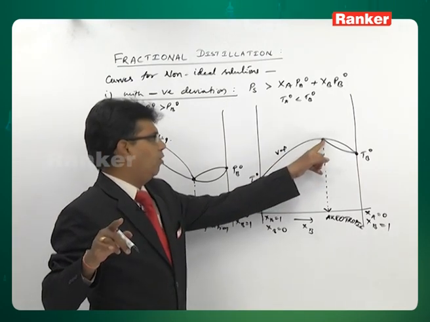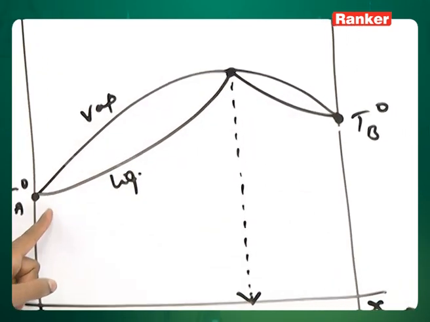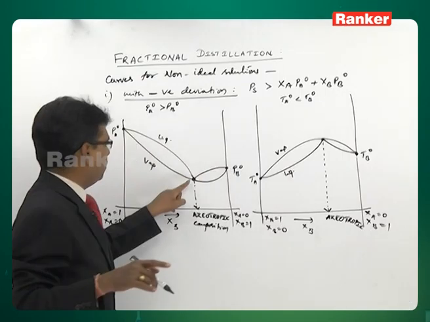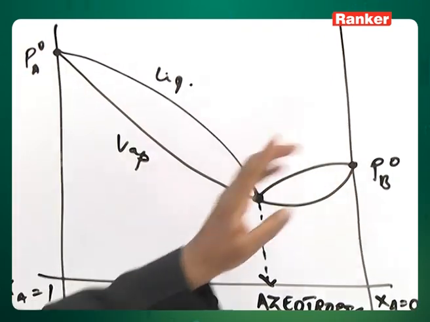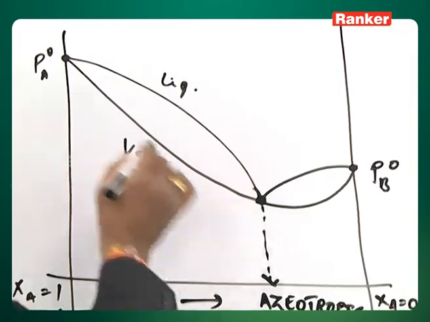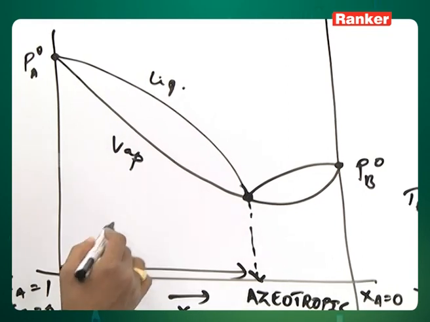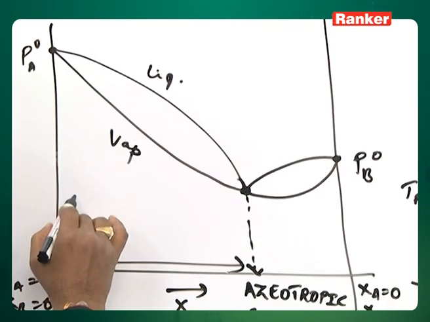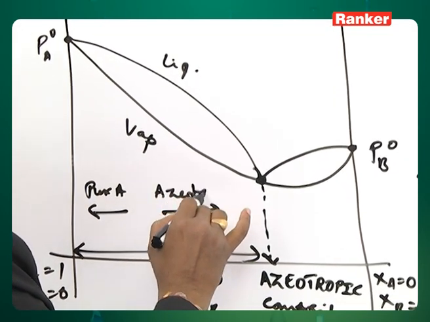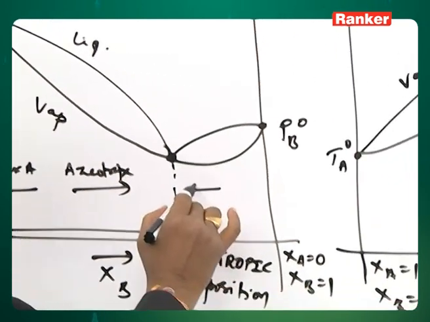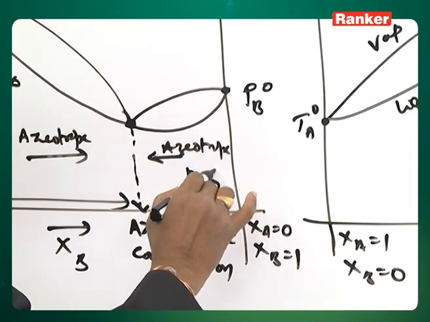So, in the graph that I have drawn, the boiling point of the mixture is greater than the boiling points of either of the liquids. So, obviously, the vapor pressure of the mixture will be less than the vapor pressures of the two liquids. If you take any composition in this range, then when you move to the left side, you will get pure A. When you move to the right side, you will get azeotrope. Similarly, here, on the left side you will get azeotrope, and on the right side you will get pure B.